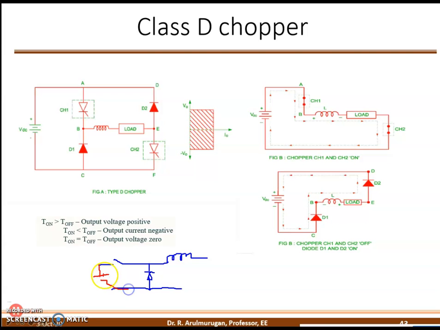So mode 1. What about mode 1? Here is a flow to the load through the closed circuit. This is mode 1. Same, see here the switch is closed and the inductance is getting charged. Yes, this is a mode 1 operation.